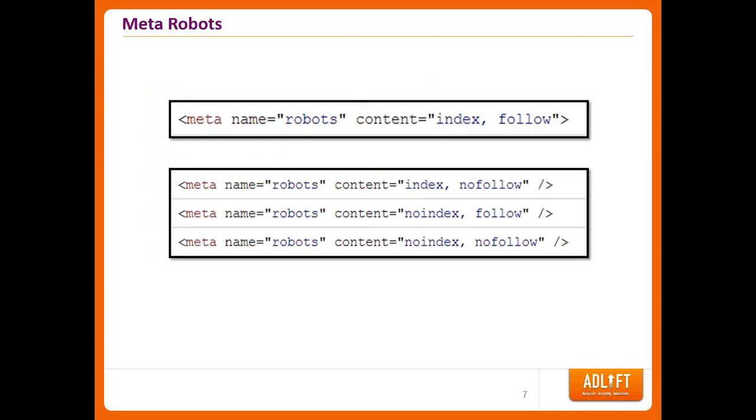Starting with the first thing, meta robots. Meta robots are of 4 types. First is the simple one, which we see on all the pages, which is index follow. The second one is index nofollow. These are used with respect to a page.